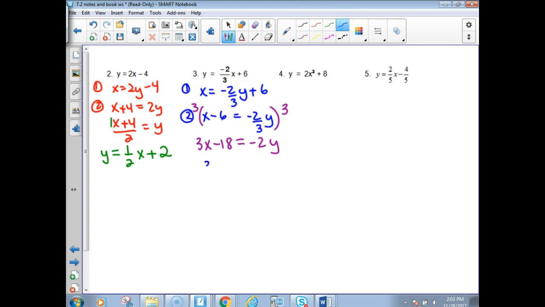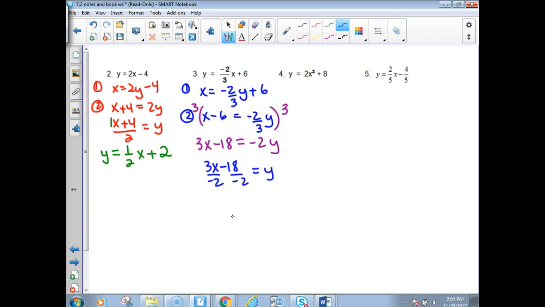Okay, so if I'm going to take 3x minus 18 and divide both of them by negative 2, you can do it separately like this. Maybe that'd look better to you. So this is what I'm doing. To write it with negative 2 underneath is not wrong.